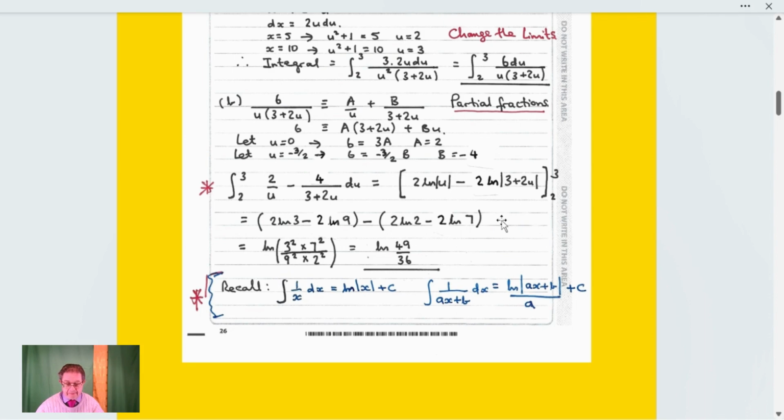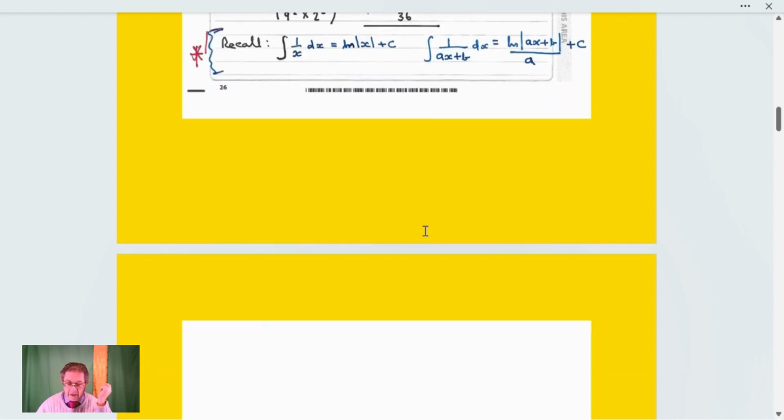We now put the limits in, and we are asked to make it into the ln of a single number. So we use the laws of powers, taking the 2 inside as a square, and the laws of dividing ln of a over b, to get the final answer, ln of 49 over 36. There will be some candidates who will not know how to take the lns and combine them. Make sure you know how to do that.